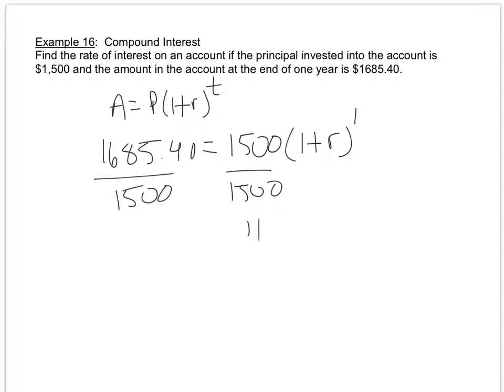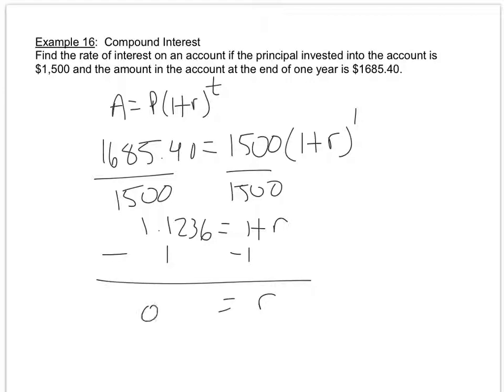You get 1 plus R equals 1.1236. Subtract the 1. You get R equals 0.1236. Now, so that's the decimal form. So the rate, remember, to convert it to a percent, multiply by 100. So you get 12.36%. You find a bank that gives you that, let me know, I'm in.